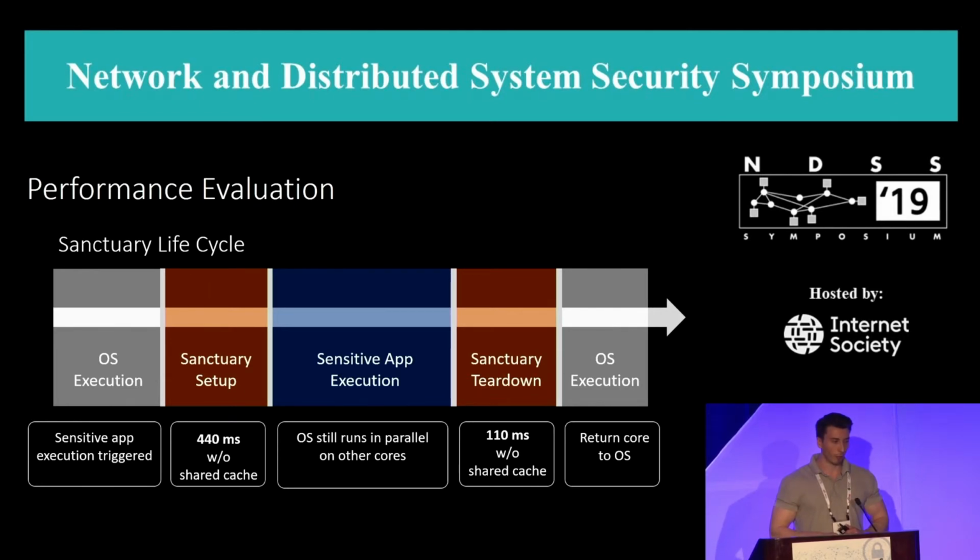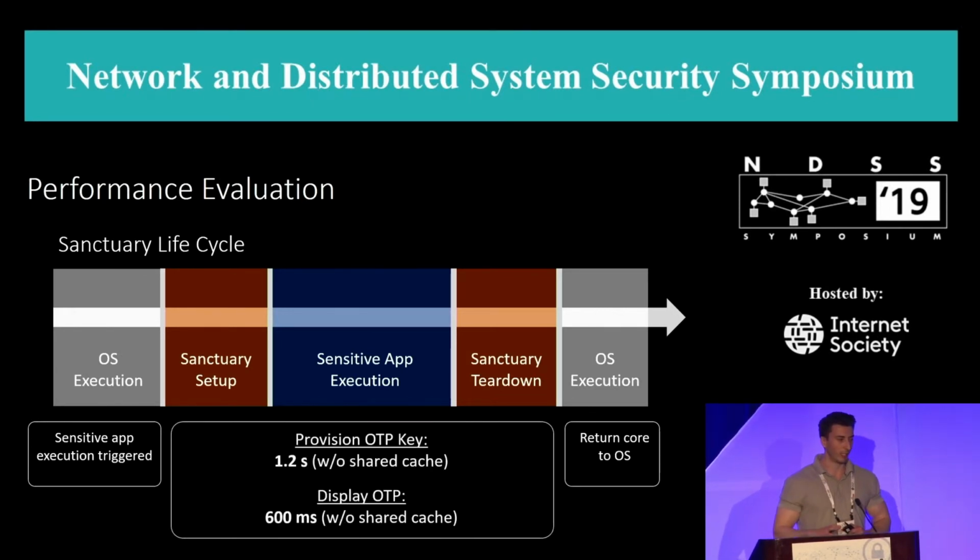Now, what we also wanted to do is measure what an end-to-end use case for the user would look like. And this is why we implemented a one-time password generator, which a user would use in a normal two-factor authentication scheme. So when the user is installing such an app, that one time he has to provision an OTP key, so a one-time password key, to the device. And this would take him around 1.2 seconds. And displaying the OTP would take around 600 milliseconds.